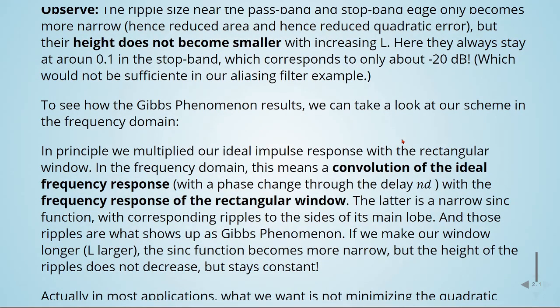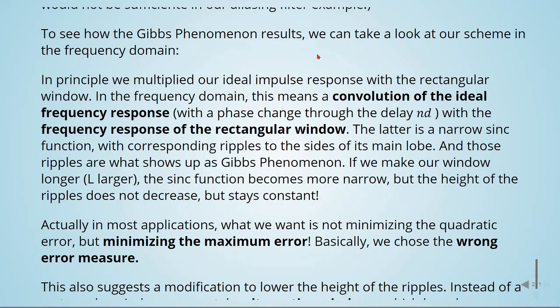To see how the Gibbs phenomenon results, we can take a look at our scheme in the frequency domain. In principle, we multiplied our ideal impulse response with the rectangular window. In the frequency domain, this means a convolution of the ideal frequency response, with a phase change through a delay, with the frequency response of the rectangular window. The latter is a narrow sinc function, which has ripples at the sides of its main lobe, and those ripples are what show up as the Gibbs phenomenon. If we make our window longer, the sinc function becomes more narrow, but the height of the ripples does not decrease but stays constant.